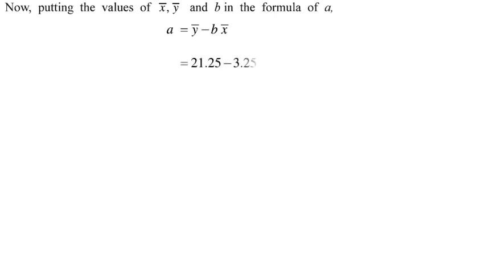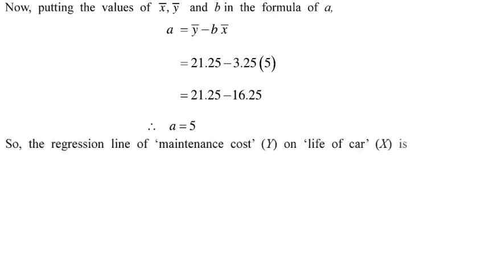Now put the values of y bar 21.25 minus b value 3.25 times the x bar value 5. Multiply and subtract, and you will get the value of a as 5. Now once you get the value of a and b, put that into our regression line equation, that is y cap is equal to 5 plus 3.25x.